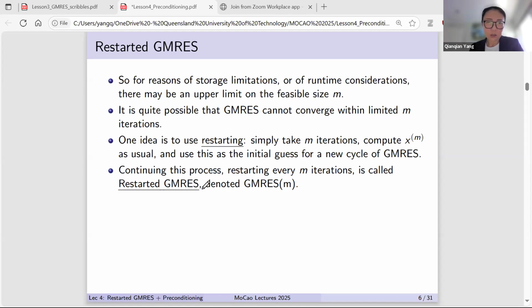Yeah, so this method is called the restarted GMRES and denoted as GMRES(m). So m here means you restart every m iterations. Okay.